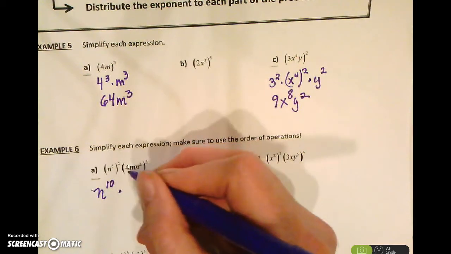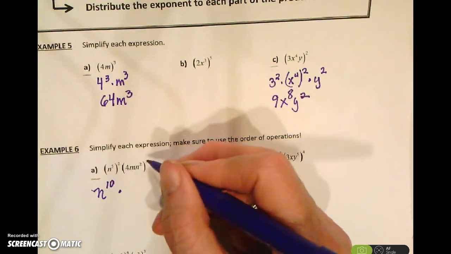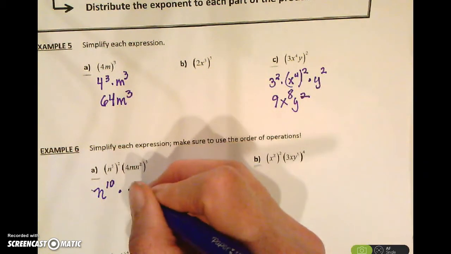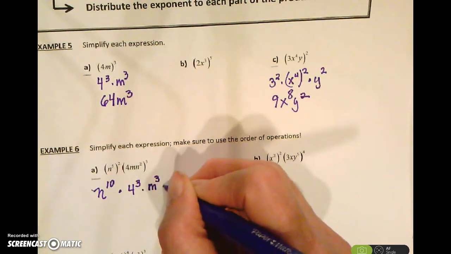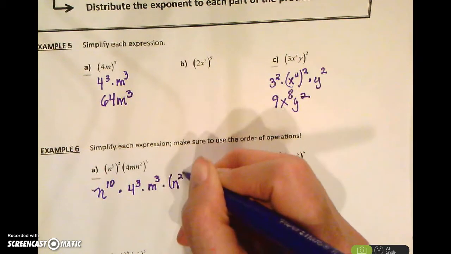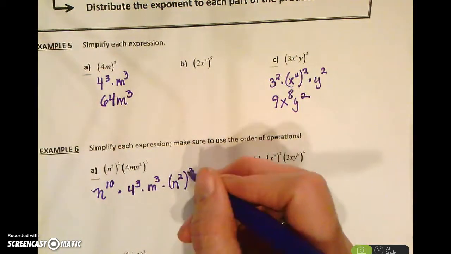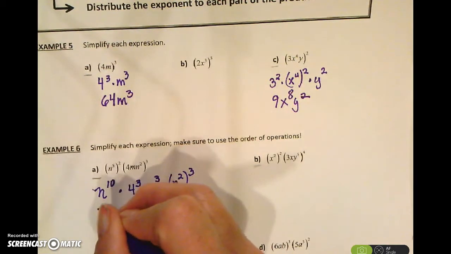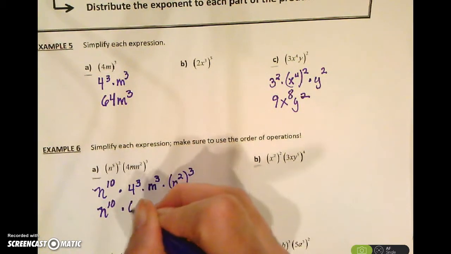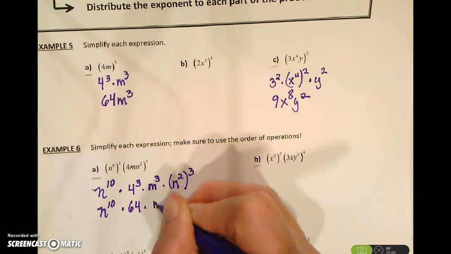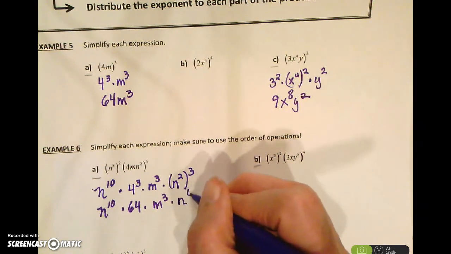And then here, inside of here, I have a product to the third power. So I'm going to distribute my 3 into each of those exponent spots. So I'm going to have 4 to the third times m to the third times n squared raised to the third power. So we need to go ahead and multiply this out, and it becomes n to the 6th. So I have n to the 10th. 4 to the third we've talked about was 64 times m to the third times, and then power to a power, I'm going to multiply 2 times 3 and get 6.